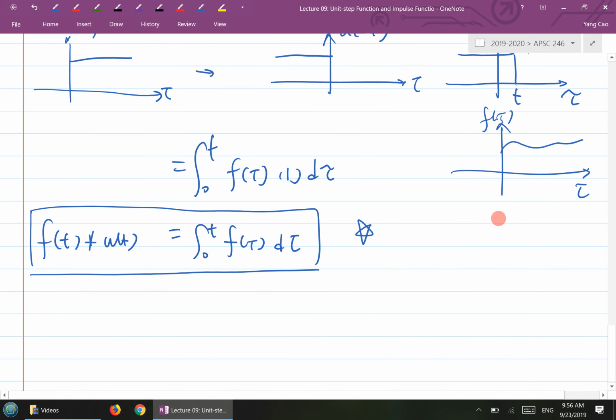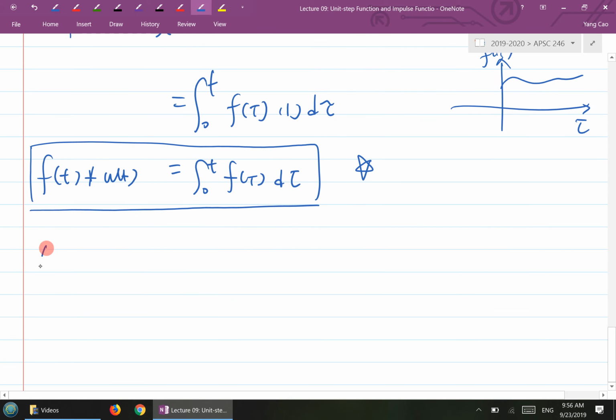So that's another example. Any questions so far? Okay. All good? All right. So now we look at a different function, called the impulse function.